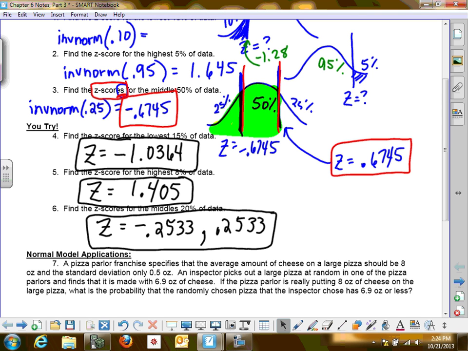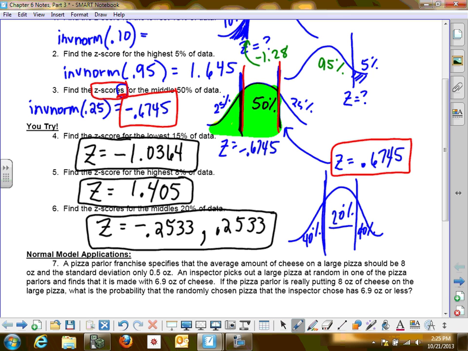What does it mean, what? Oh, it's supposed to be the middle 20%. Like this was the middle 50%, middle 20%. So middle 20%, yeah. If 20% is here, then how much is in each tail? 40. Right.